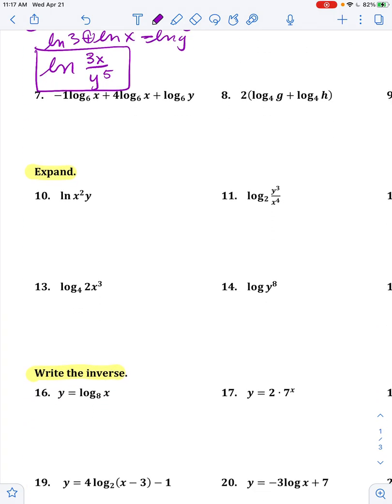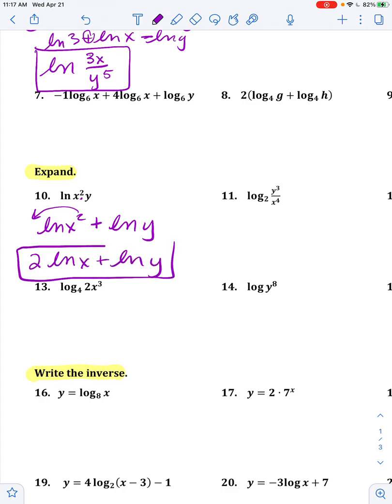Expanding is like what we did on day 1. This is multiplied, so I'd have ln x squared separated by addition, ln y. But in expansion, these powers have to drop down in front. So then that is my answer.